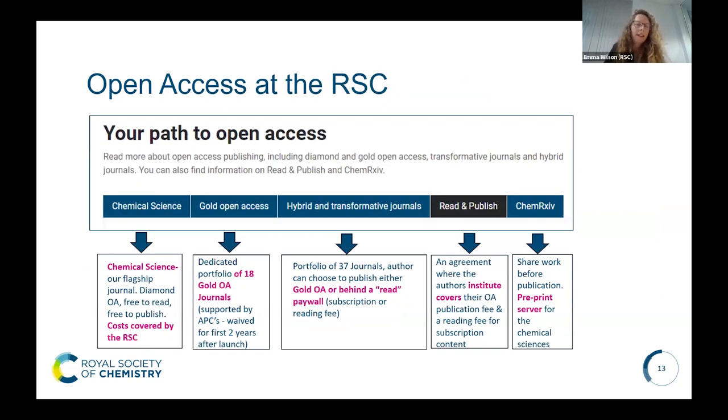So the routes to open access at the RSC, we have a number of them. We have Chemical Science, which is our flagship journal, free to read, free to publish, and the costs are covered by the Society. We have a portfolio of gold open access journals. These are mostly covered by author-facing article APC charges. Our portfolio of hybrid journals, where authors can choose to publish either behind the paywall or through a gold open access route. And as I said, we have a growing number of institutional open access agreements that support open access publishing, mostly in our hybrid portfolio. And these are extremely popular agreements with researchers, as there's no author-facing APC charges when they publish open access if they're covered by an agreement.